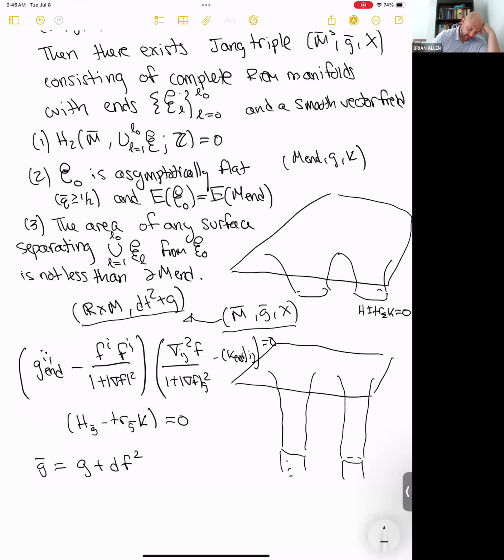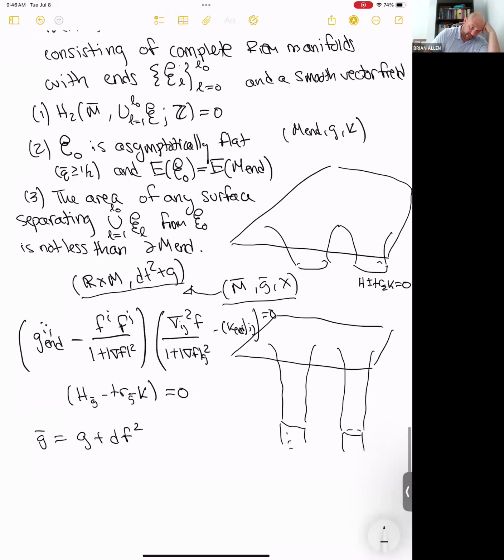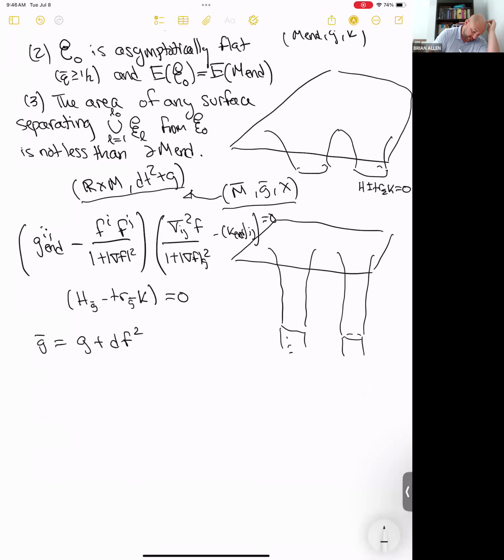And the importance here is that you don't mess up the area requirement. And basically, this is not too hard to see because the graph condition will always give you that G bar is bigger than or equal to G very cleanly. So that means you've only really increased areas by doing this. And let's see, what else do I want to say?